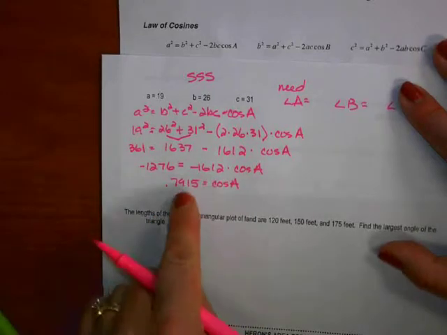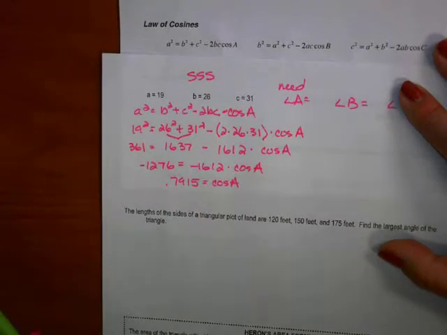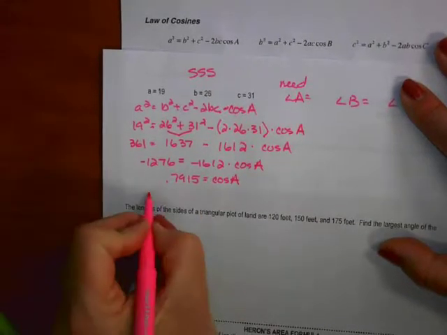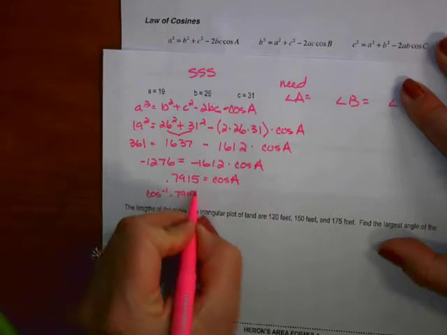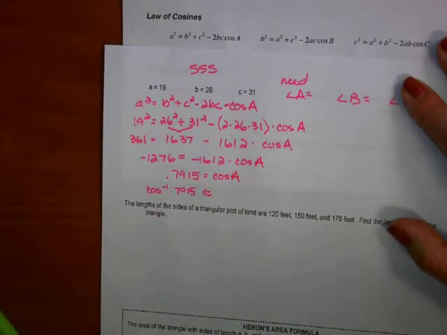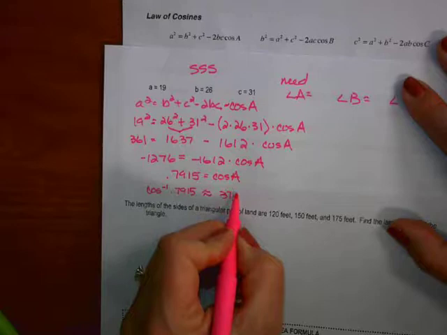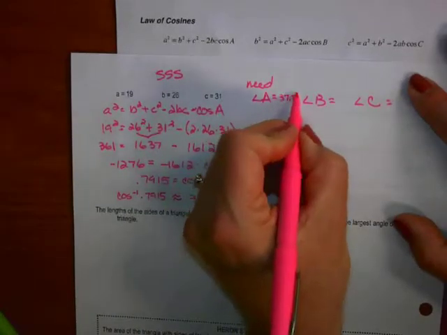So the ratio equals this number. I need the angle. What do I do? Put an inverse on your calculator. It is approximately 37.7 degrees. Sweet. So I've got A, about 37.7 degrees.